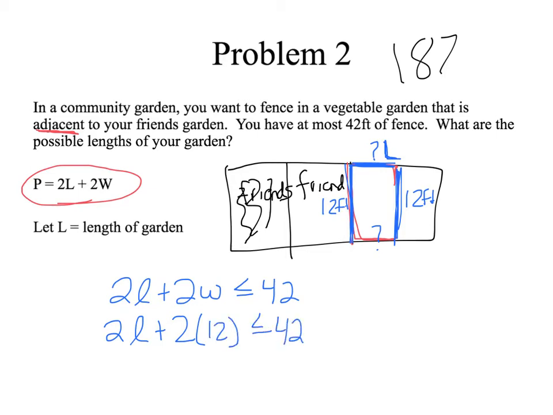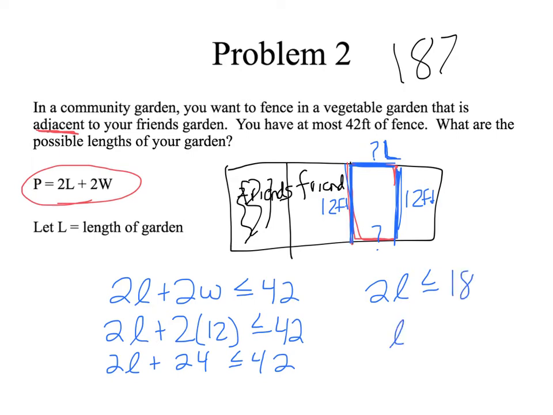Okay, so we're going to put a 12 in there, and it still has to be less than or equal to 42. So if we solve this for L, so let's see, we have 2L plus 2 times 12 is 24, less than or equal to 42. Subtract 24 from both sides. We have 2L is less than or equal to 18.